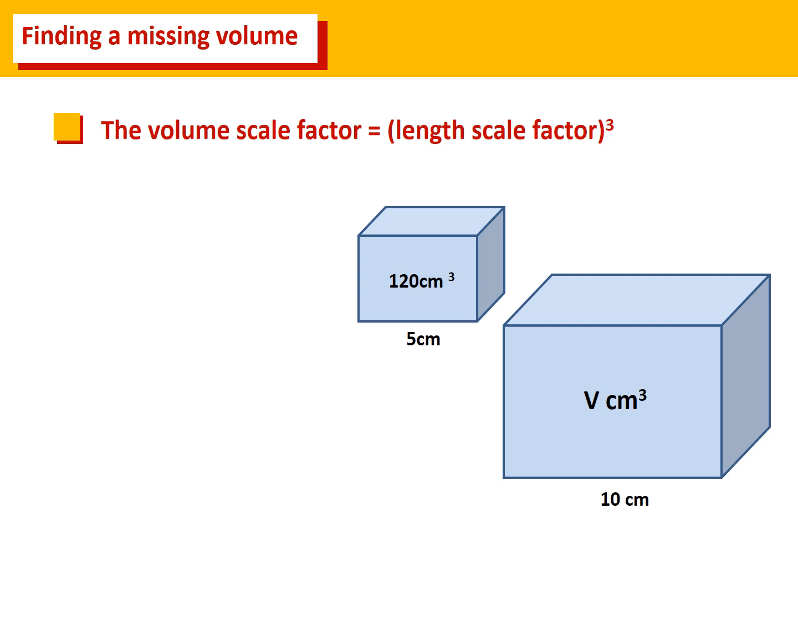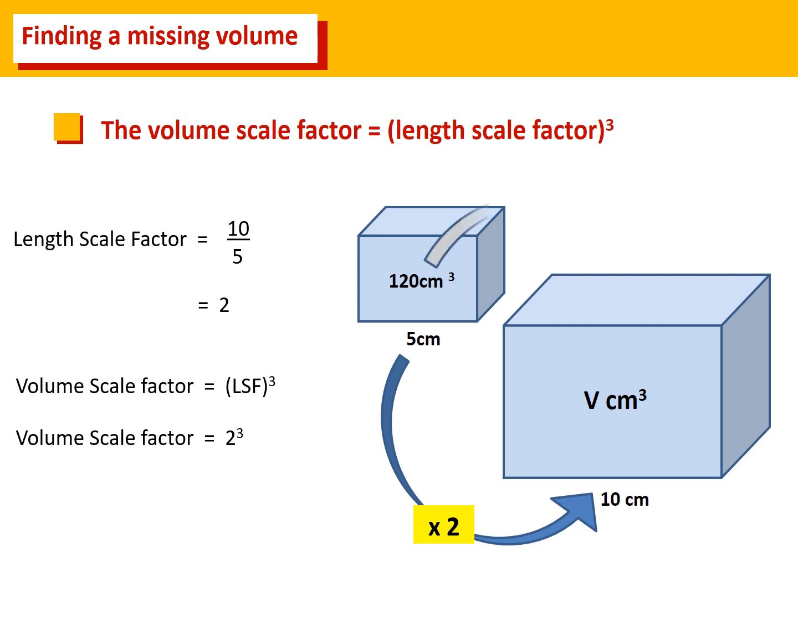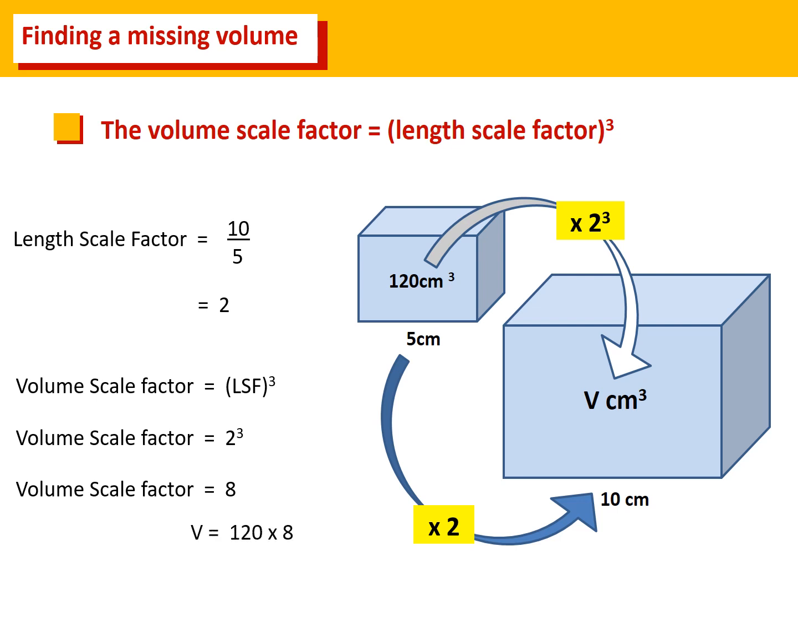Let's apply that then in this situation. We're trying to find the volume of the larger cuboid. The length scale factor is from 5 to 10. That's a scale factor of 2. And we're going to cube that for the volume scale factor. So the volume scale factor will be 2 cubed. That's 8 times as much. And 120 times by 8 is going to give us 960 cubic centimeters.